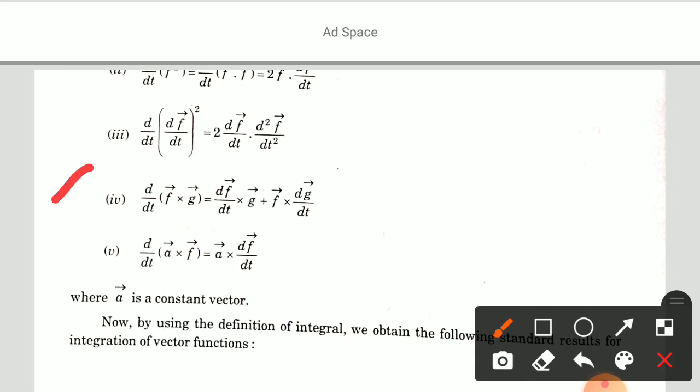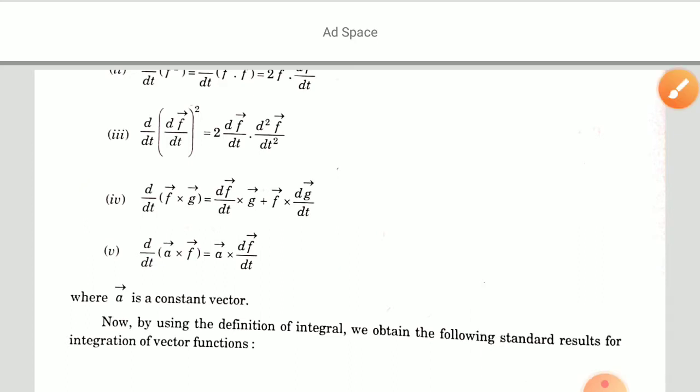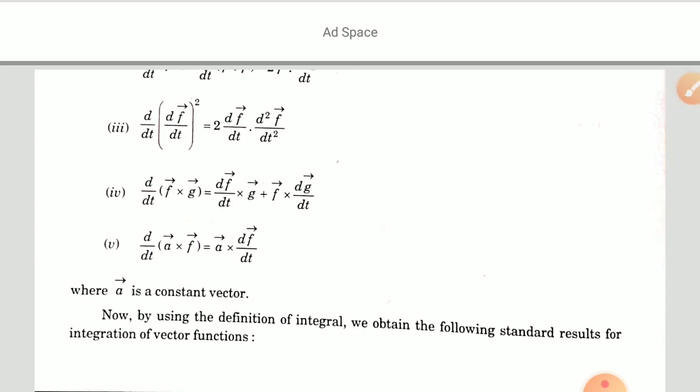Now the fourth one, the derivative of the cross product of two vector functions is equal to df by dt cross g plus f cross dg by dt. Number fifth, d by dt of a cross f is equal to a cross df by dt, where a is a constant vector. Now by using the definition of integral, we obtain the following standard results for the integration of vector functions.